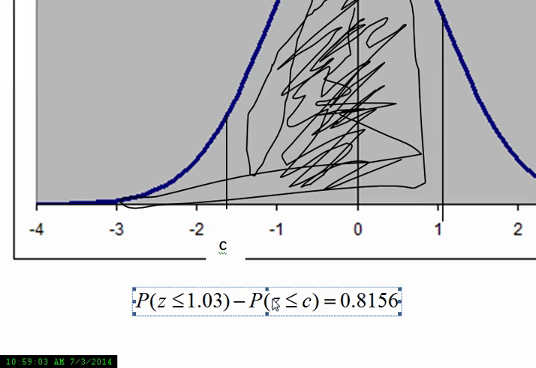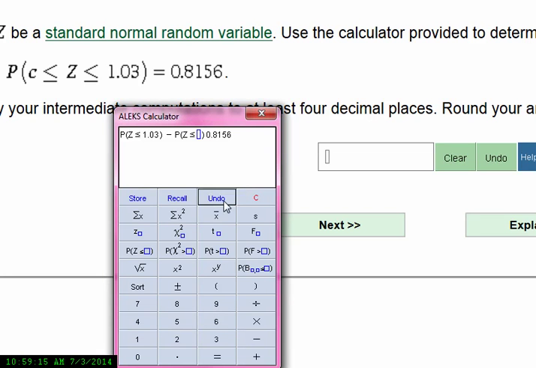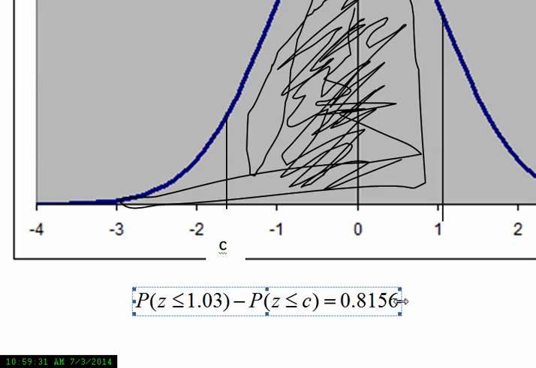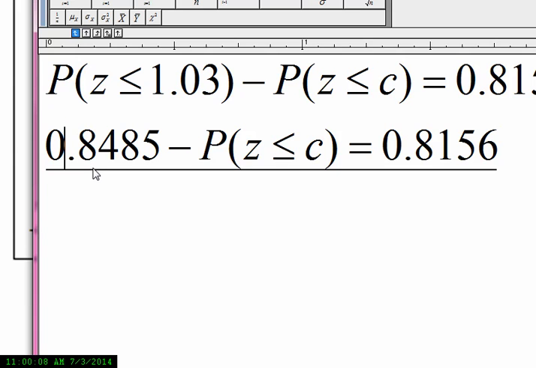So what I'm going to do is subtract this value. I'm going to go out to the ALEKS calculator and get that value, carry it to 4 decimal places, and then I can subtract it from both sides. All right, so let's do the first one, 1.03. And we get 0.84849, so 0.8485. So we substituted in 0.8485 for the probability that Z is less than 1.03.